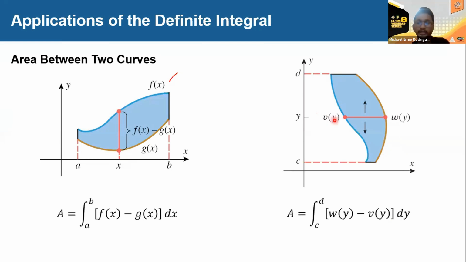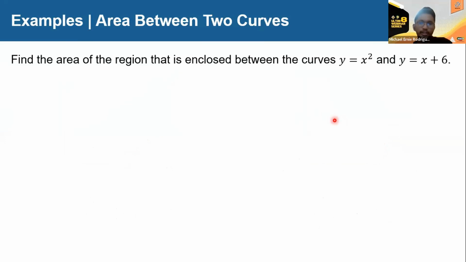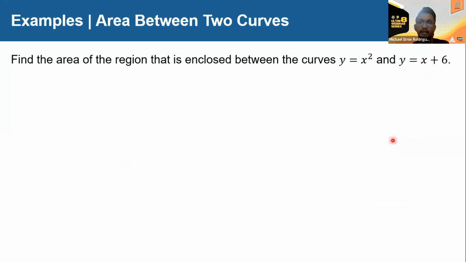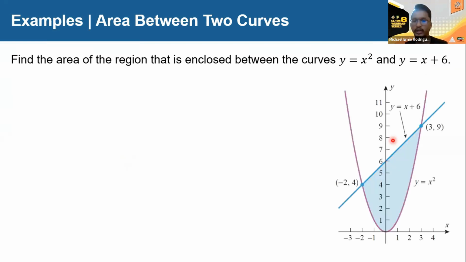Okay? So try natin na two examples tayo. First is find the area of the region that is enclosed between the curves y is equal to x squared and y is equal to x plus 6. Okay? So dito, kapag sa board exam, walang figure. So you need to draw the figures, okay, para ma-visualize nyo yung pinapahanap. So ito yung ating graph. So we have the violet in here. This is the y is equal to x squared. And then itong line, this is the y is equal to x plus 6. Okay?